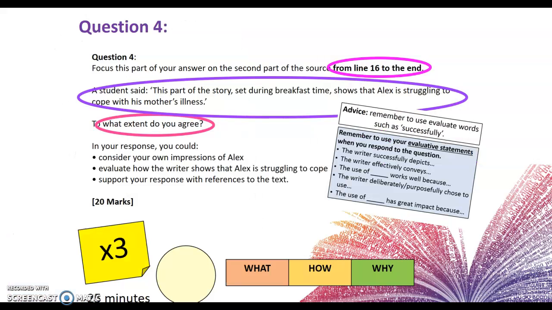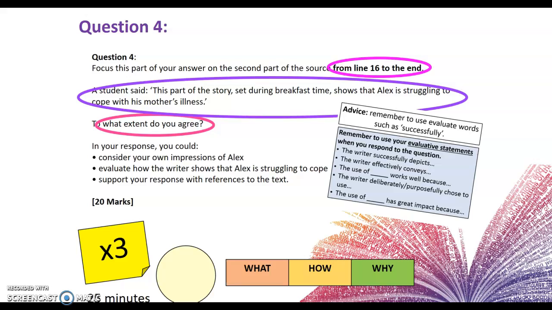So you need to have another look at line 16 until the end. Hopefully when you did your reading earlier on, you identified some quotations that really show that. The way he talks about his mother as a ghost, the idea that he's almost grieving for her, even though she's still there. There's lots of examples of how you can look at this, the way that he snaps at his sisters, and all of those are signals that Alex is struggling to cope. So there's a lot for you to go on here.